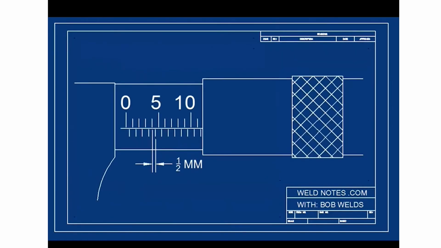Remember that each mark on the barrel is equal to 1/2 millimeter. Another way to think of a half is by saying 0.5. Another way is by saying 0.50.